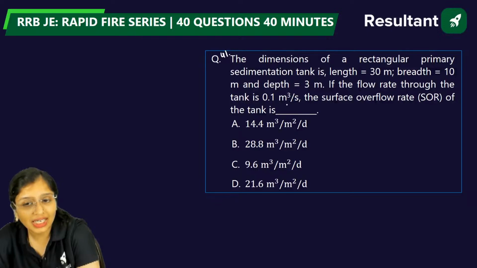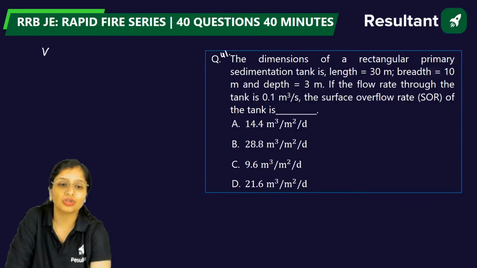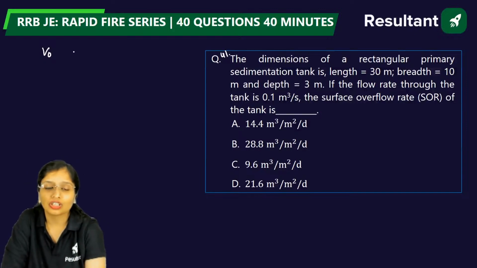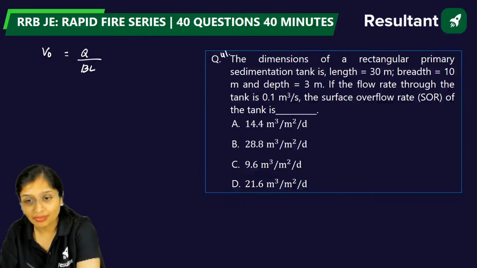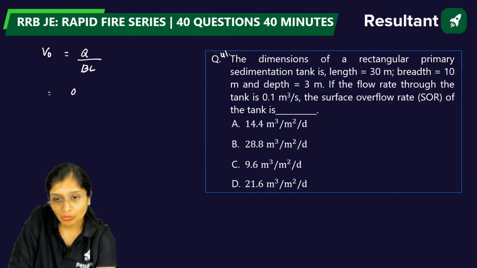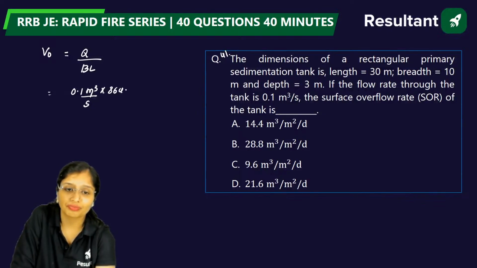The flow rate, that is discharge, is given to you. What will be the surface overflow rate, that is V naught? You know, surface overflow rate is discharge upon plan area, or you call it surface area. The discharge given to you is 0.1 meter cube per second. If you convert it into days, it will be 1 upon 86400, which will go here.